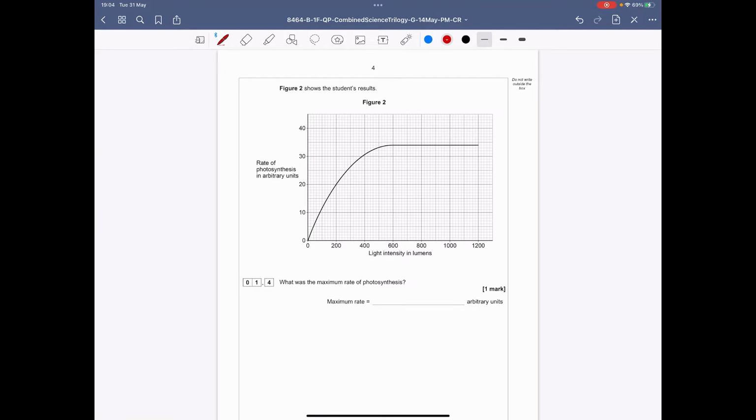Figure 2 then shows the student's results. You've got the light intensity increasing on your x-axis, and you've got your rate of photosynthesis on your y-axis. What is the maximum rate of photosynthesis? So we use the graph and we see, well, where does it actually go up to? Okay, and we can read off our graph. Obviously, you would use a ruler in the exam, and you can see it goes pretty much up to 34 arbitrary units, and then it levels off.